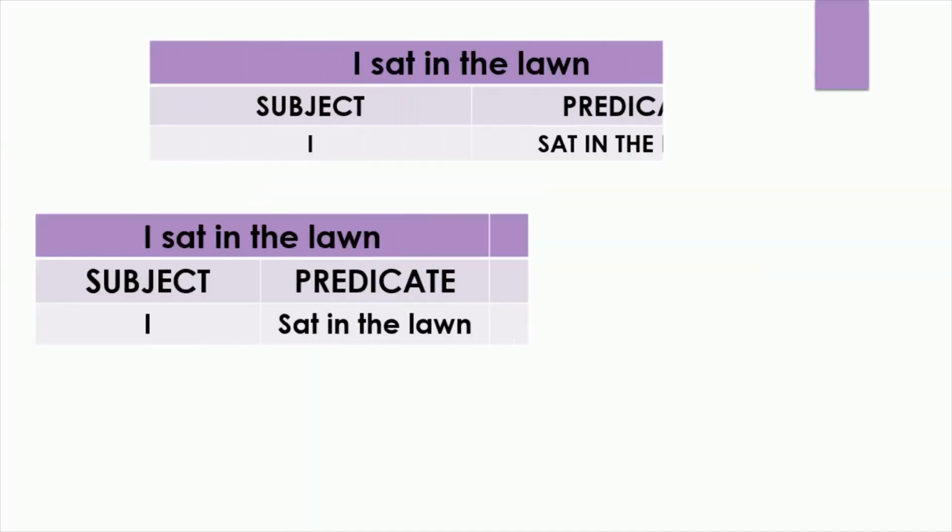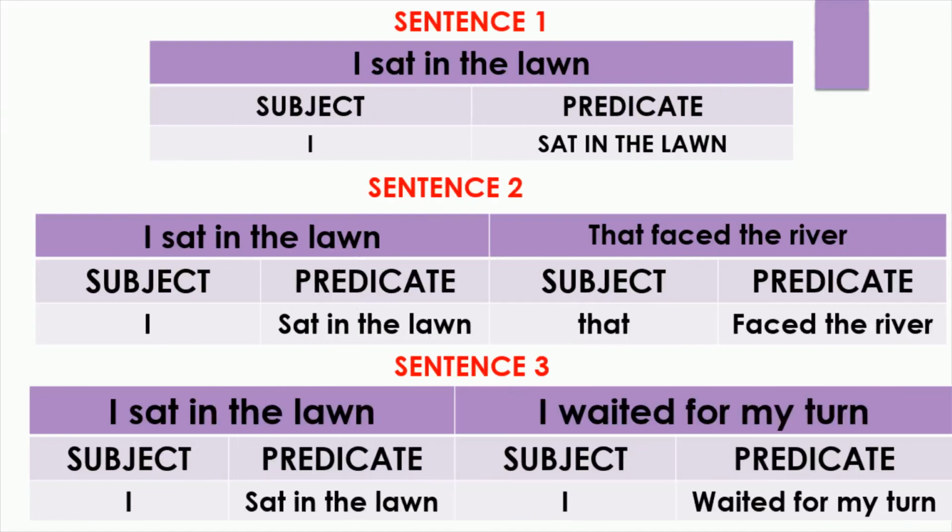In one of our previous classes, we have seen that any part of a sentence which can be divided into a subject and a predicate is a clause. Let's apply that knowledge to the three sentences under consideration. Sentence 1. I sat in the lawn. If you notice, I sat in the lawn is one single clause with subject I and predicate sat in the lawn. Let's turn to sentence 2.